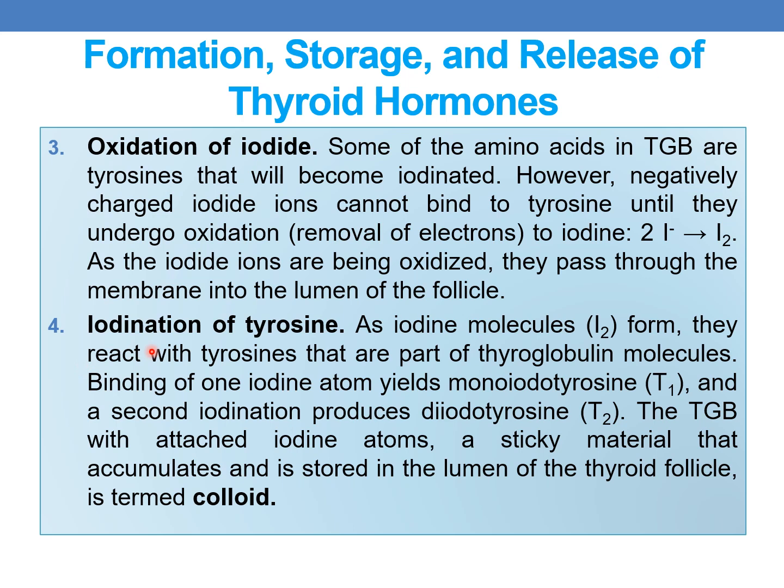The next step is iodination of tyrosine. As iodine molecules form, they react with tyrosines that are part of thyroglobulin molecules. Binding one iodine atom yields monoiodotyrosine T1, and the second iodination produces diiodotyrosine T2. The TGB with attached iodine molecules, a sticky material that accumulates and is stored in the lumen of the thyroid follicle, is termed as colloid.